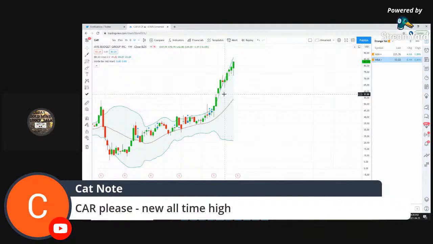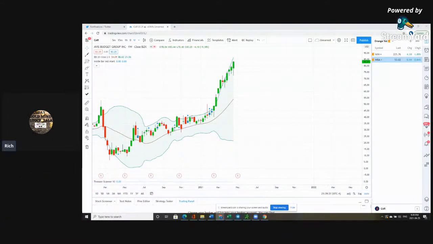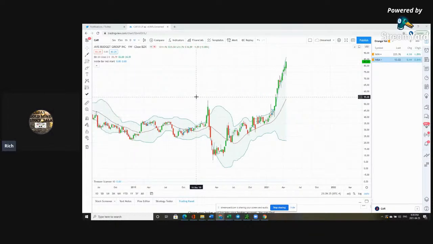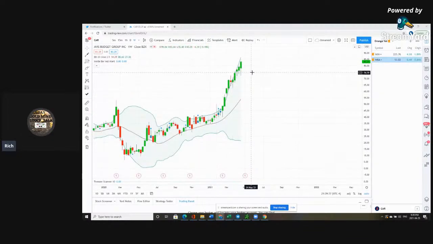And what we see here with CAR is that this was a trap. The bears tried to short that, and immediately they got turned around, very similar to the TD chart. So extremely bullish pattern right here on Avis. As long as this price can hold at 73, we should just continue to go higher and higher.